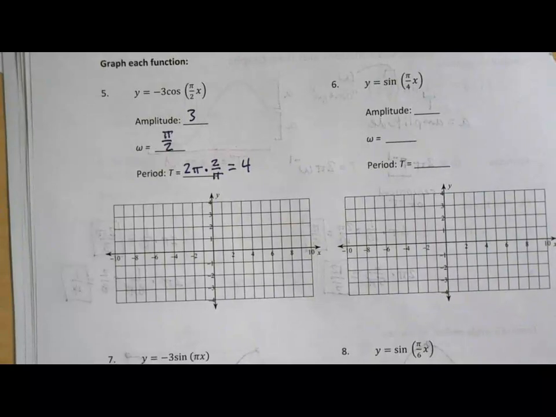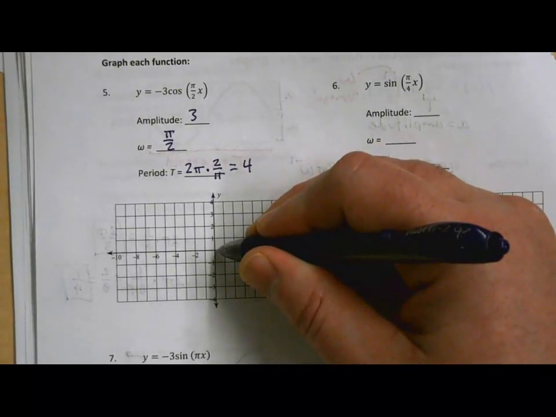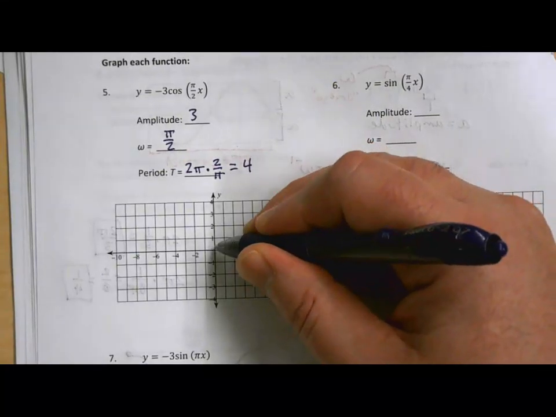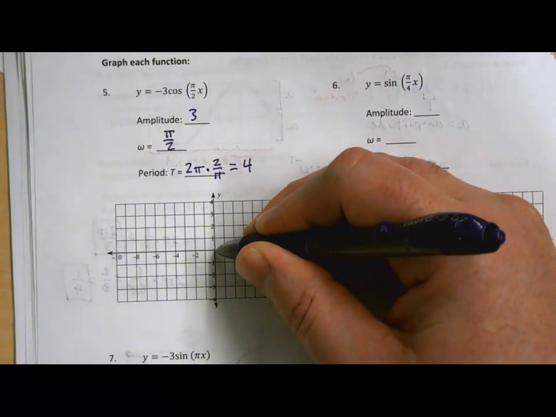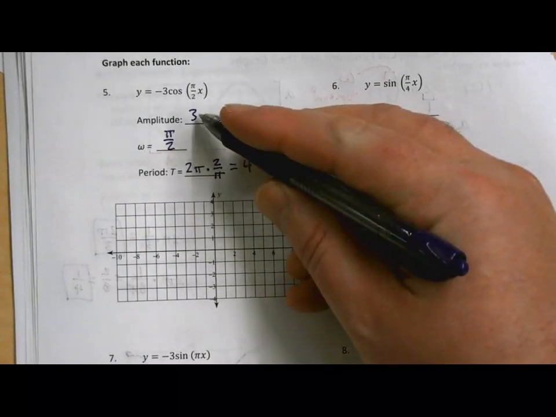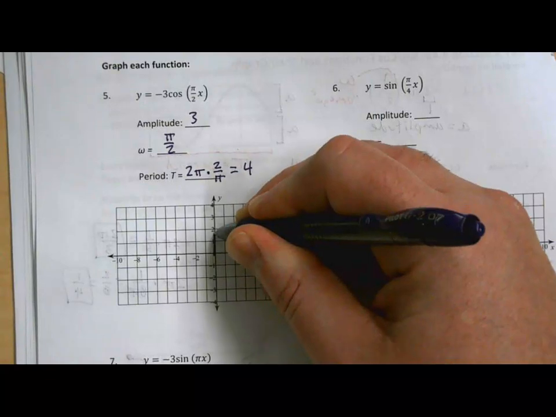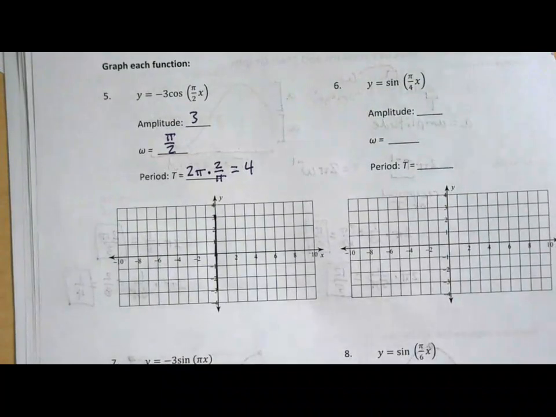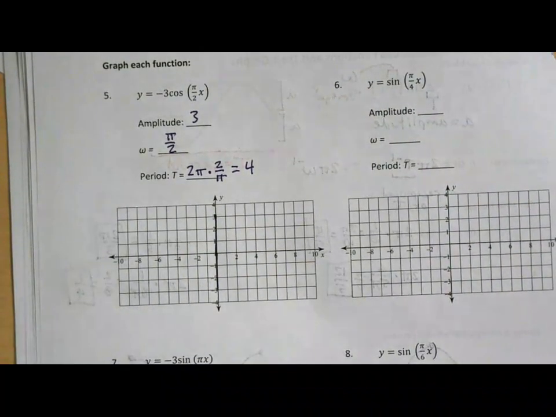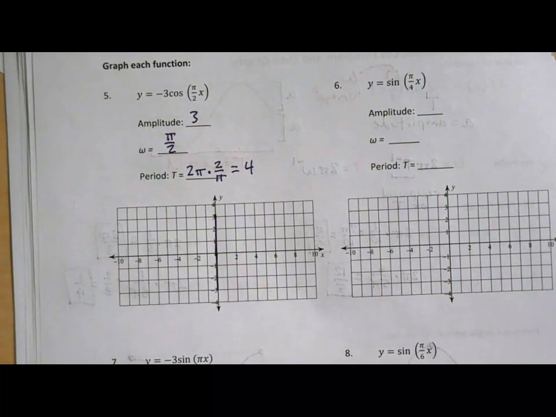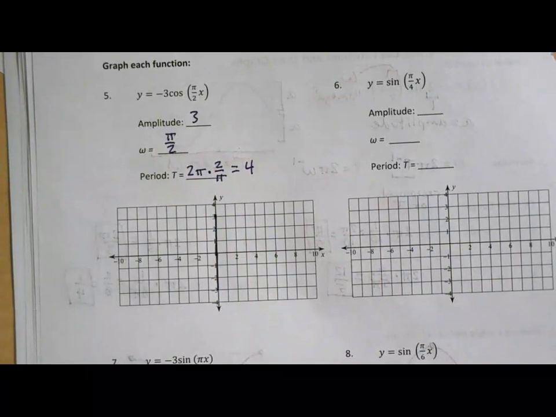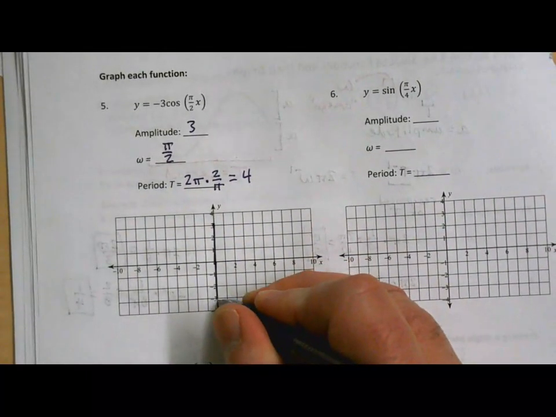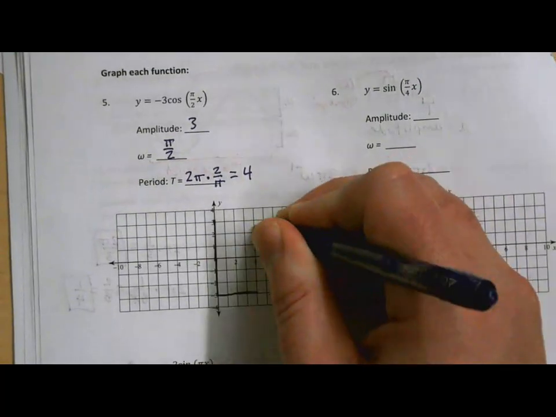So put your pen or your pencil down at the origin on your graph. And let's draw the left edge of our window pane here. So we're going to go up and down by 3. So go up by 3 and down by 3. So the amplitude tells us how far up and how far down to go, and the period tells us how wide this thing's going to be. It's going to be 4 units wide. So let's complete the outer edges of our box here.